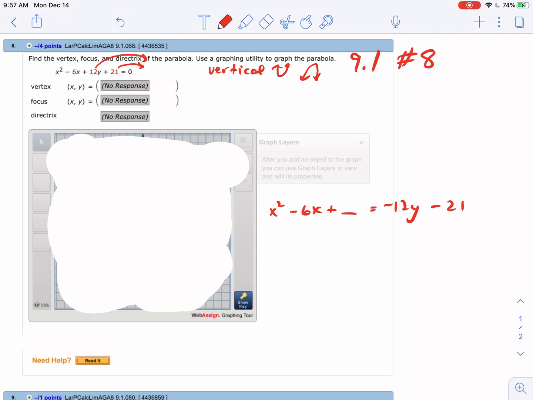You always want to start with, for the parabola, just the x squared on the left and everything else to the right, right? So take your negative 6, divide by 2, I get negative 3 squared, I get a 9. So if I add 9 here, I would have to add 9 over here. So this turns out to be x minus 3 squared, because there's a negative 3 right there. And this turns out to be negative 12y minus 12.